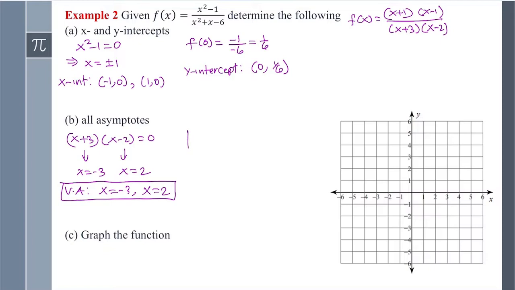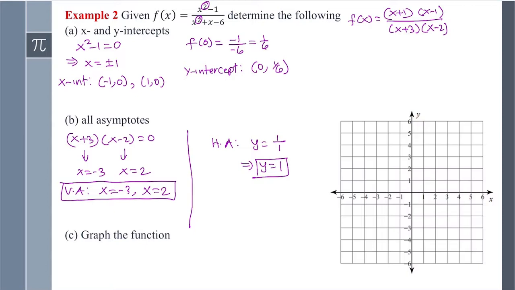Now to find the horizontal asymptote, we'll look at the degree of the numerator and denominator. The degree of the numerator is 2, and the degree of the denominator is 2. That means the degrees are the same. So the horizontal asymptote of this function is y equals the leading coefficient of the numerator, which is 1, divided by the leading coefficient of the denominator, which is also 1. So that means y equals 1 is the horizontal asymptote.